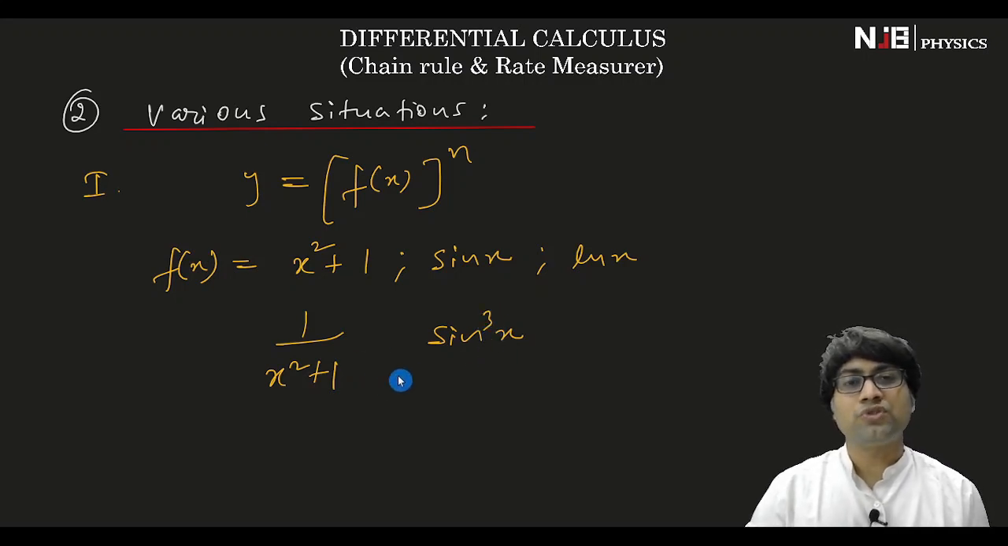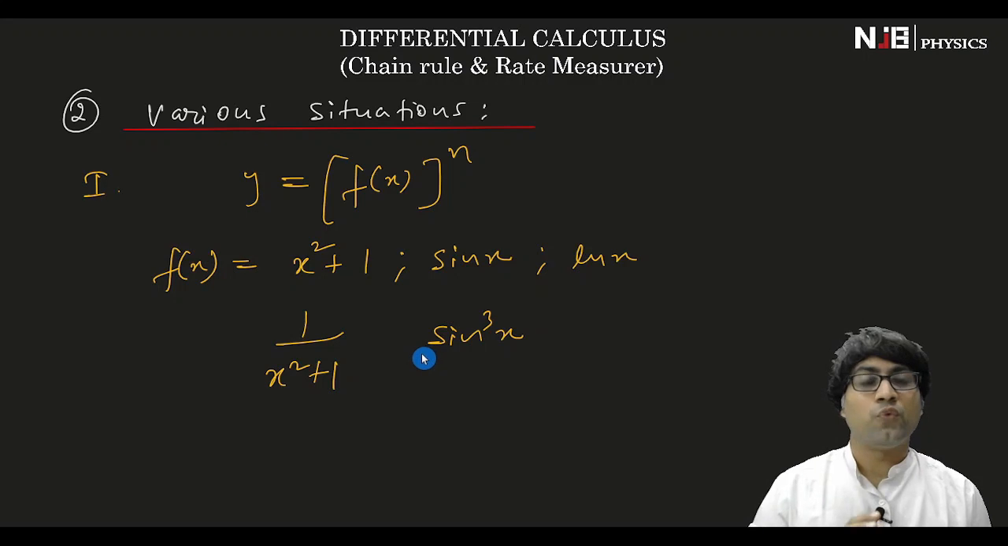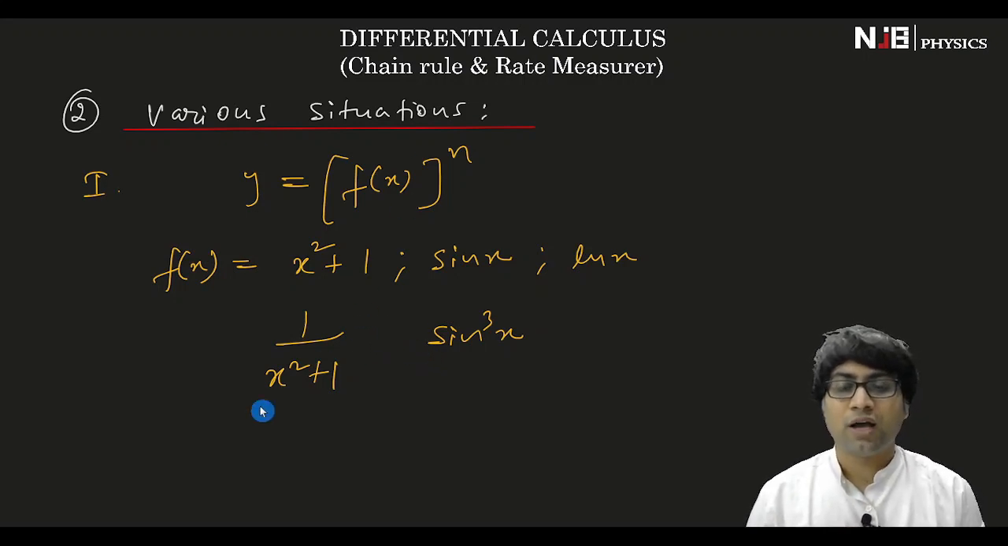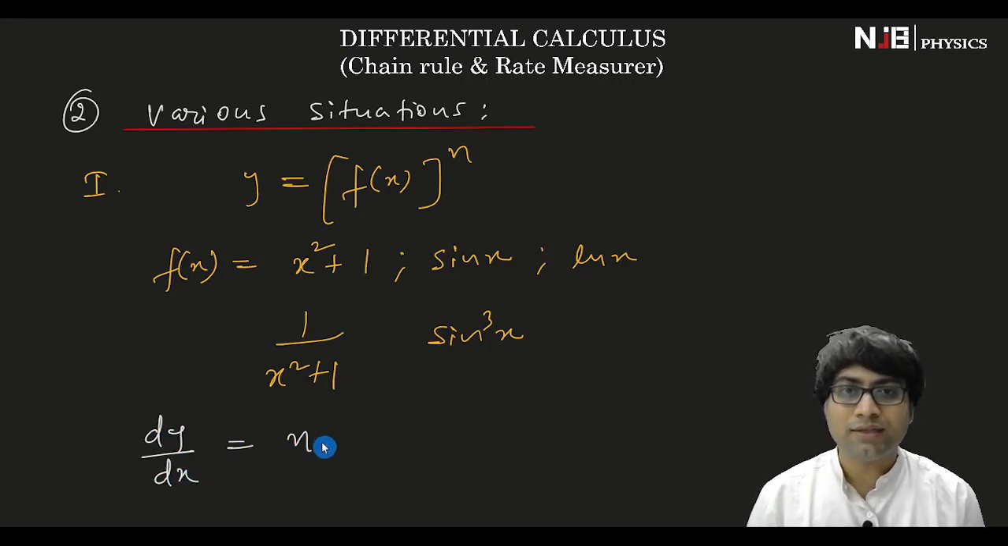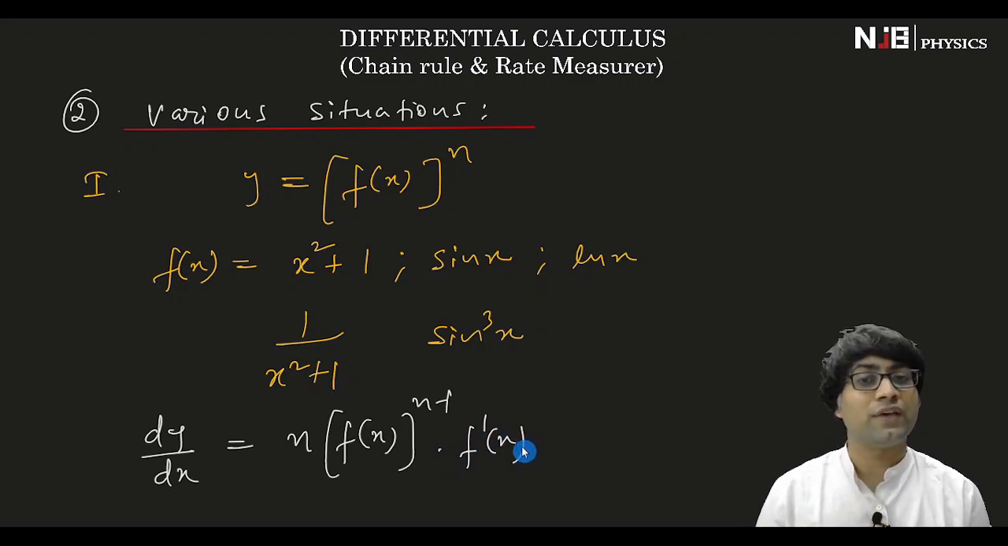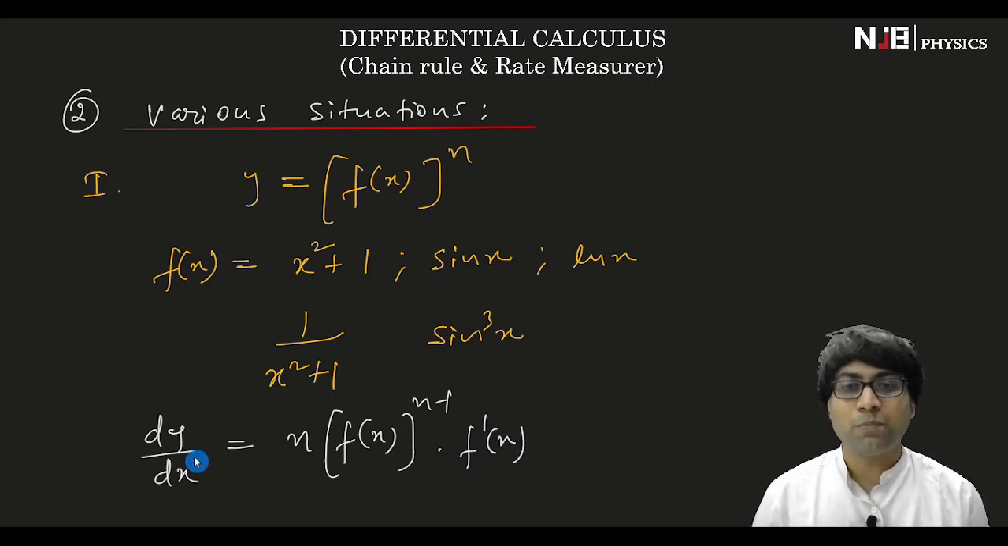Whenever we are in such a situation, we can use the chain rule in this manner. We can simply write dy by dx as equal to n times f of x to the whole power n minus 1, multiplied by the derivative of f of x, because the derivative of f of x is known to us. So in this manner we will use the chain rule in this first type of situation. What is the situation again? We have a function raised to a constant power.